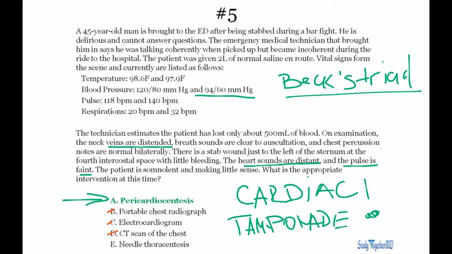And see, there is needle thoracentesis, which is used in treatment of hemothorax or pneumothorax. However, we can see that this patient's breath sounds are clear to auscultation. Chest percussion notes are normal. Okay, so pneumothorax is highly unlikely provided the other findings in this patient. So there's no hyperresonance on percussion. There's no tracheal deviation. There's no chest asymmetry. There's a stab wound. So it's a clean-cut cardiac tamponade, and the treatment of choice is clear.